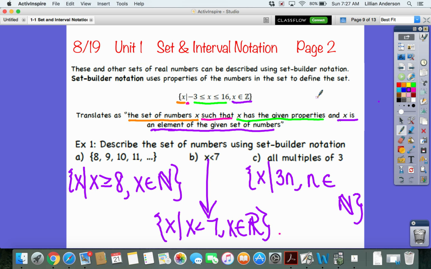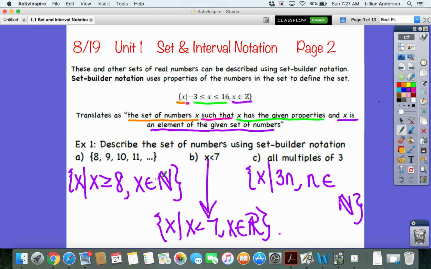So we're going to take a look at these examples right here, and we're going to describe the set of numbers using set builder notation. So we have 8, 9, 10, 11, dot, dot, dot. Now that dot, dot, dot means that it's going to go on and on and on forever after that. So the way we're going to describe it is the set of x such that x is greater than 8, because we're talking about all the numbers that are greater than 8 but also include 8.